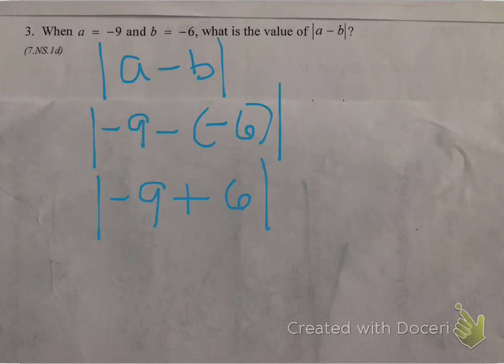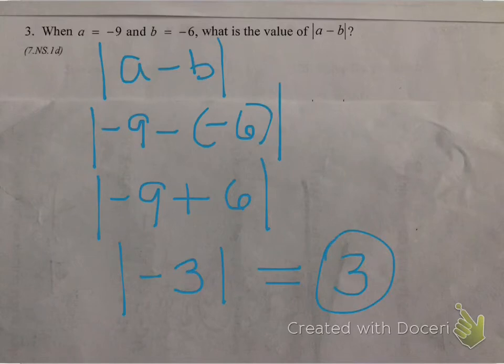Since you have different signs, you will subtract. 9 minus 6 is 3, and that would be a -3 because 9's the bigger number. And the absolute value of -3 is 3. That will be your answer for number 3.